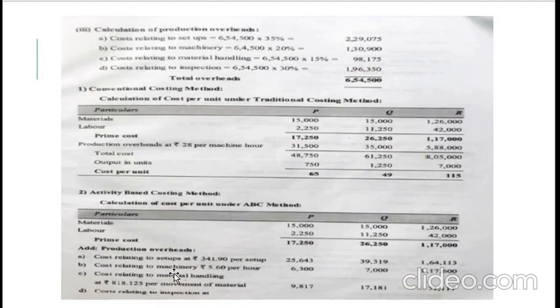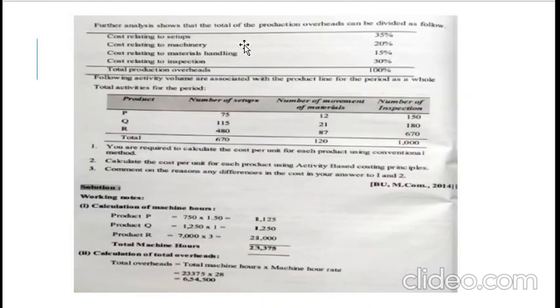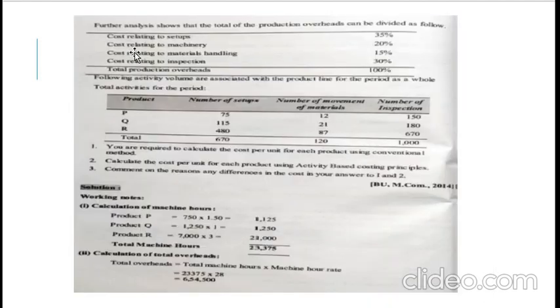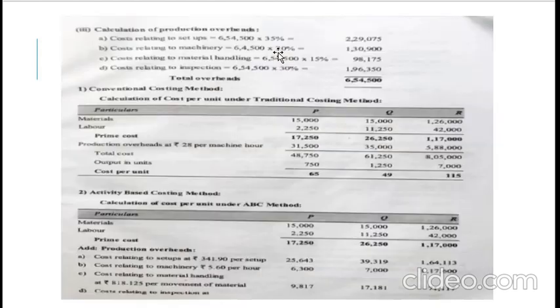So the next step is calculation of production overhead, cost relating to setup. Your total overhead calculated is 6,54,500, into 35% for setup, which will give you 2,29,075. Next, for B, the cost relating to machinery is 20% of your total overhead. As your total overhead is 6,54,500 into 20%, it will give you 1,30,900.